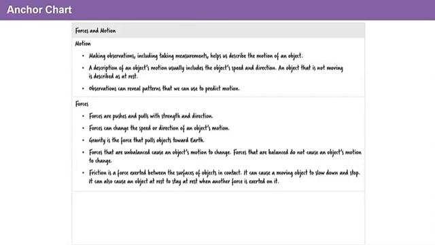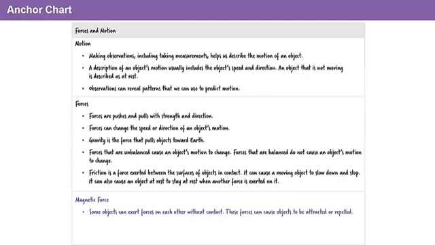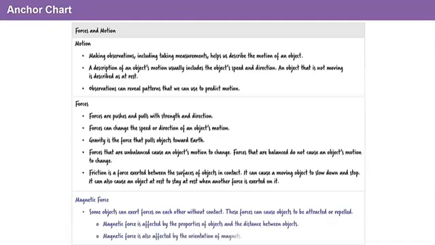Let's add what we've learned about magnetic force to our anchor chart. What do you think we should add in this section? Let's say some objects can exert forces on each other without contact. These forces can cause objects to be attracted or repelled. Magnetic force is affected by the properties of objects and the distance between objects. Magnetic force is also affected by the orientation of magnets. After today's lesson, your first task will be to update the anchor chart.